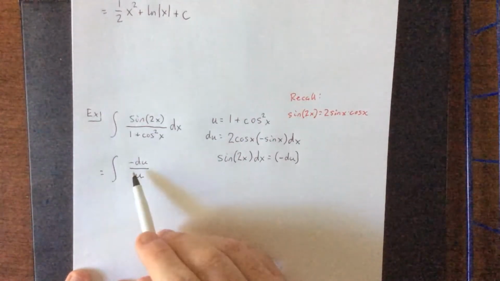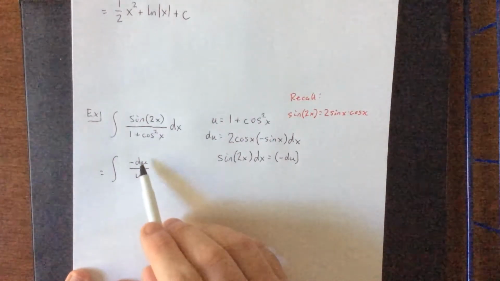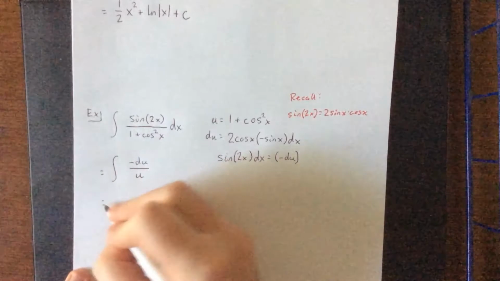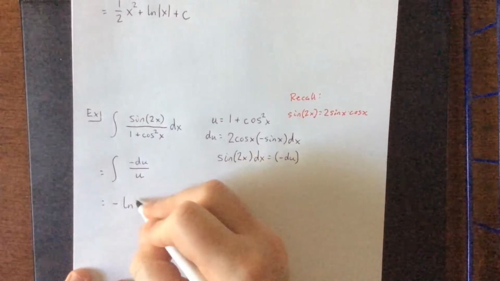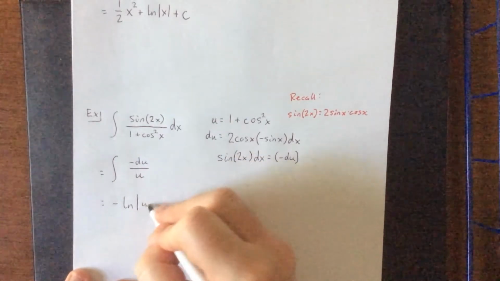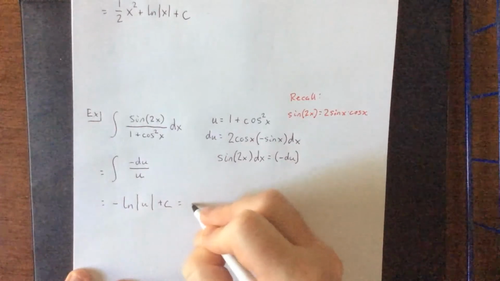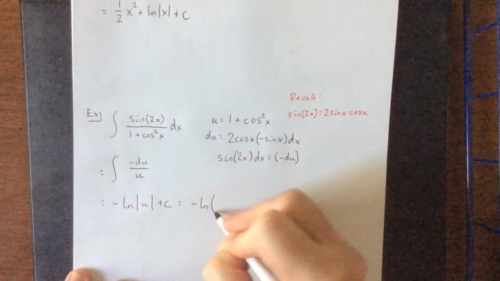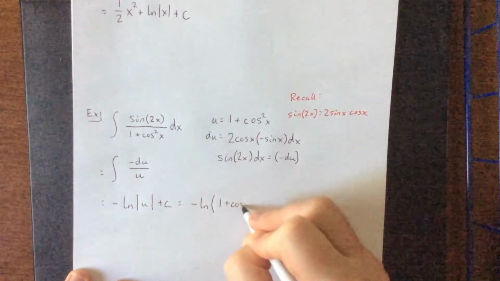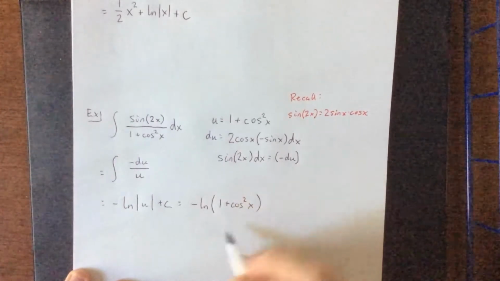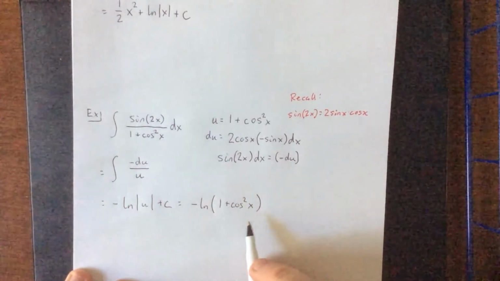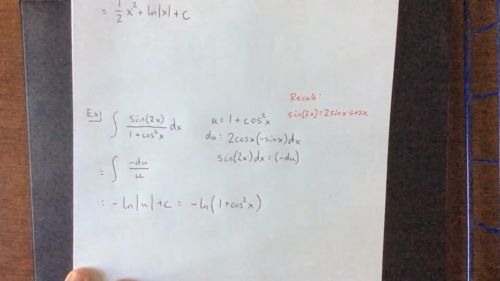Now, with that in mind, the negative is a constant multiple. We'd be left with 1 over u times du. And this will be the negative natural log of the absolute value of u plus c. Technically speaking, though, the absolute value is not necessary in this case due to the fact that 1 plus the cosine squared of x is a quantity that is always positive.